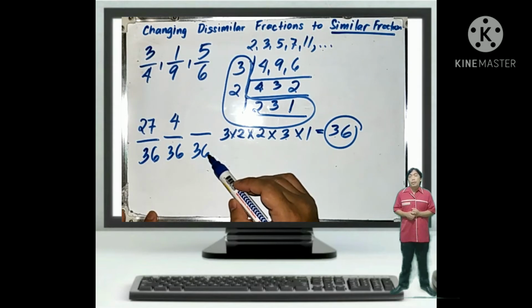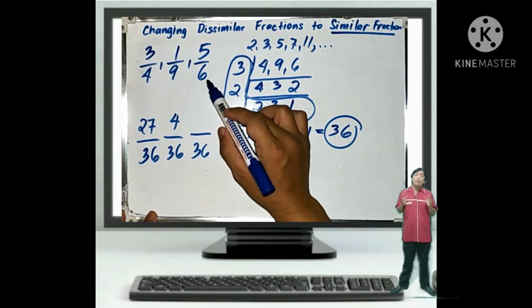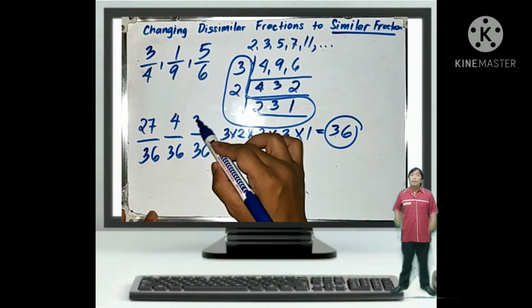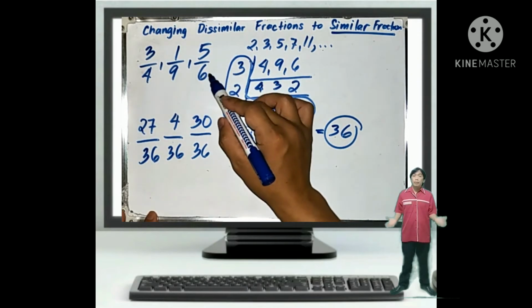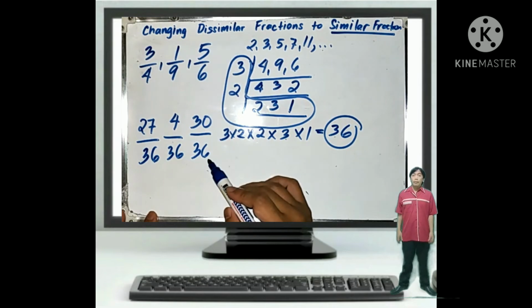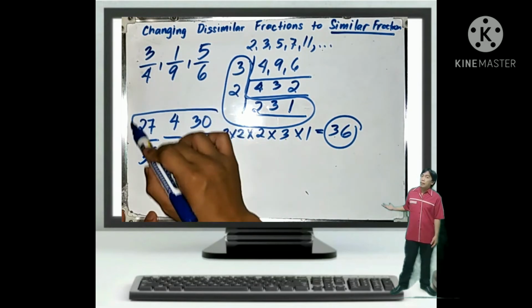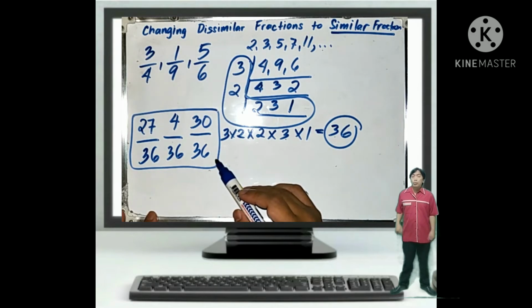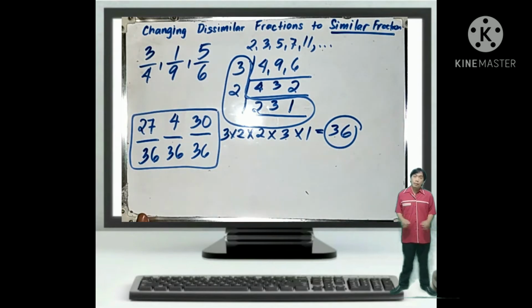Now, the last one, 36 divided by 6, the answer is 6. Multiplying to 5, the answer is 30. 5 over 6 is the same as 30 over 36. Now, we have noticed that the denominators are the same. They are now similar fractions.